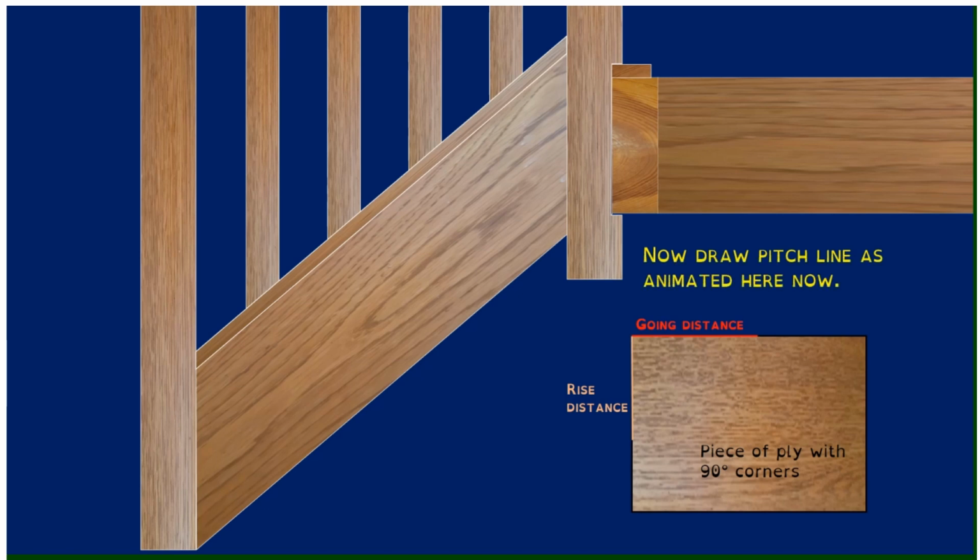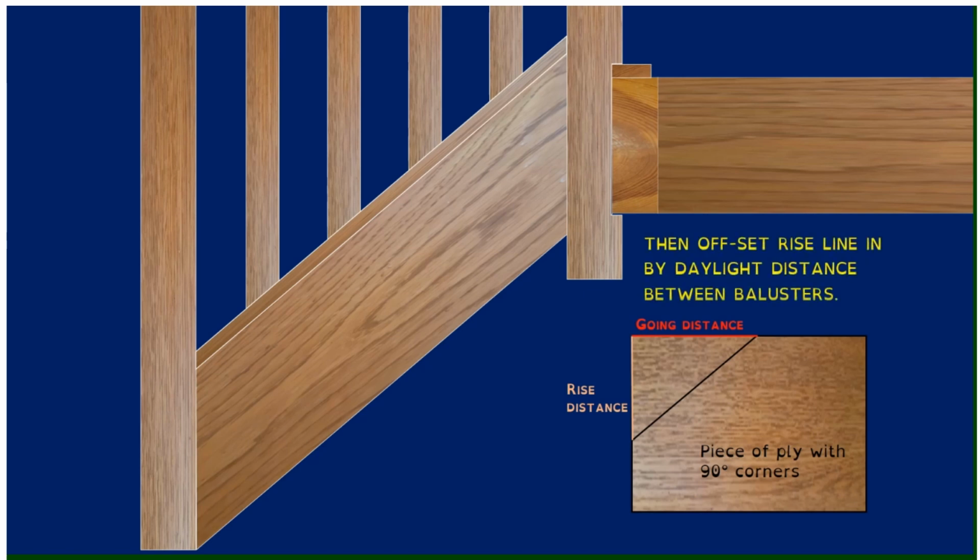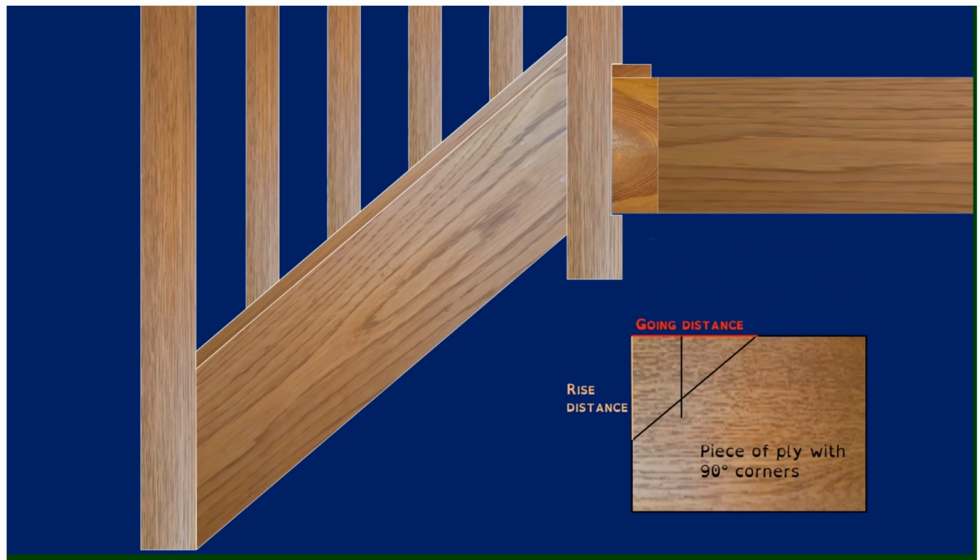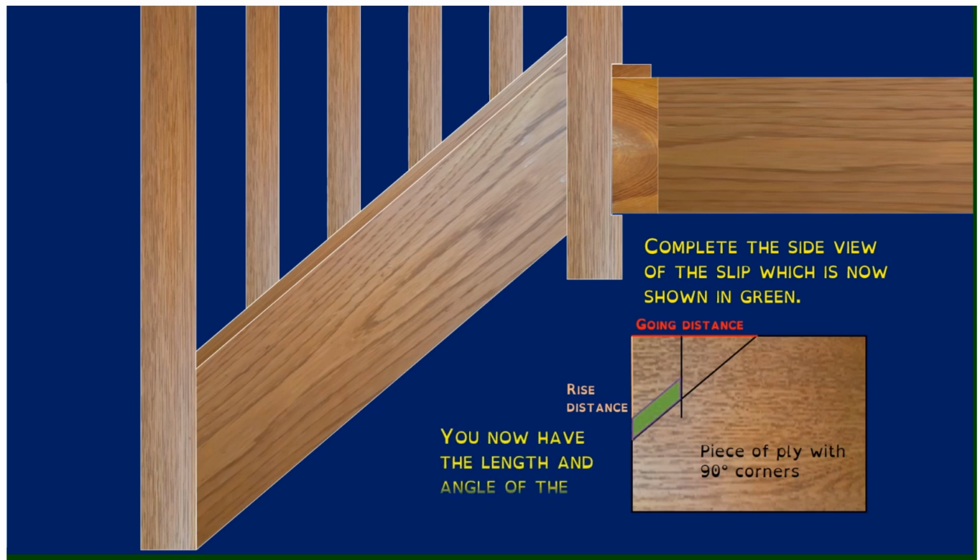And after you've done that, then you're going to take the established daylight that we've already established, and that'll be shown in white arrowhead lines here, and offset the rise line by that distance, by that daylight distance, and that'll be the second black line you show here. So just draw down that second black line there, and then when you've done that, then whatever the thickness of your infill fillet between the spindles, just draw that in here, complete the drawing using that thickness, whatever the thickness happens to be for that fillet, and that's shown in green here now. So now you have the length and angle of that fillet slip between the spindles.